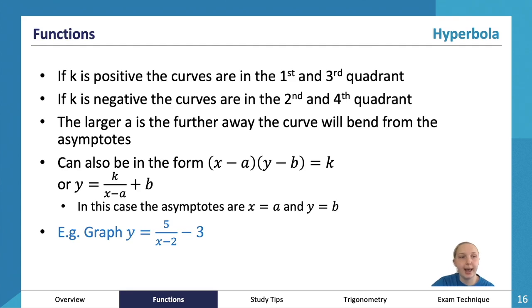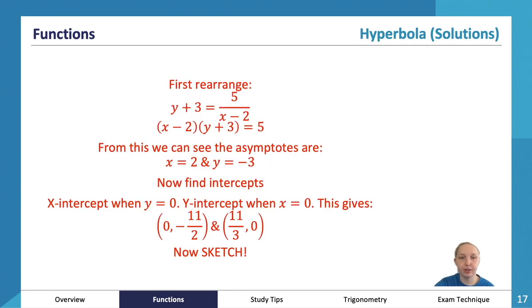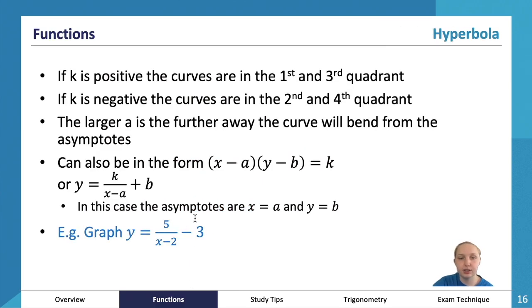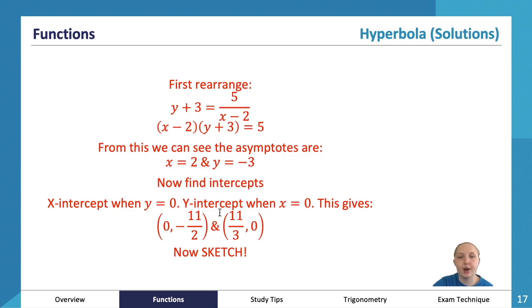Alrighty, so looking at this example question, first thing we want to do is rearrange our function so that we can work out where our asymptotes are going to be. So we can see that our x asymptote here is going to be 2, our a value here, and then our y asymptote is going to be at -3, because in our original function we've got our value for b at -3, which means the asymptote is then going to be at -3.